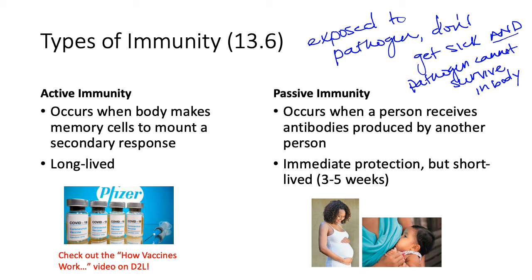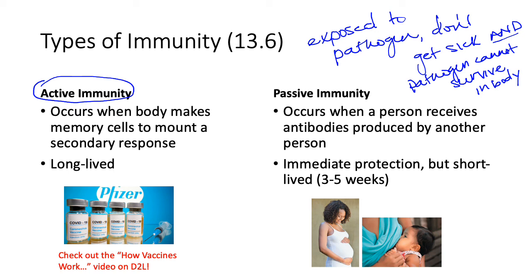And because of that fast, quick secondary response, that virus is also probably being destroyed if you are ever infected by chickenpox a second time. So the pathogen can't survive in your body. That type of immunity, when you have memory cells that are able to mount a secondary response in your body, is called active immunity. This is a long-lived thing. Some immunities last your entire life.